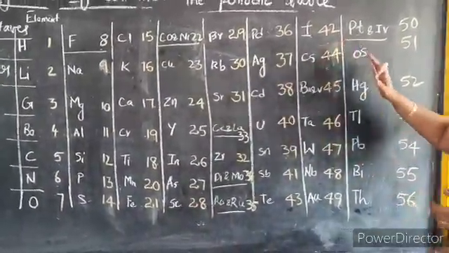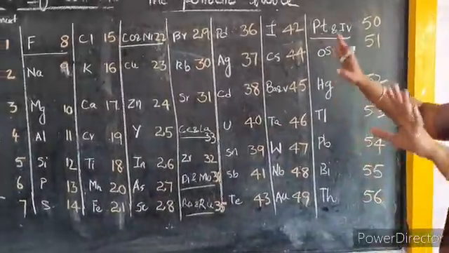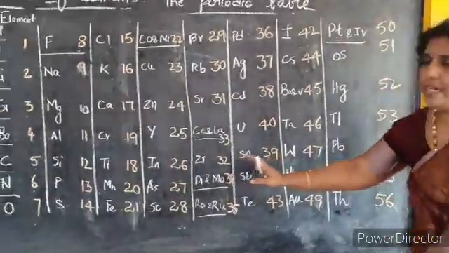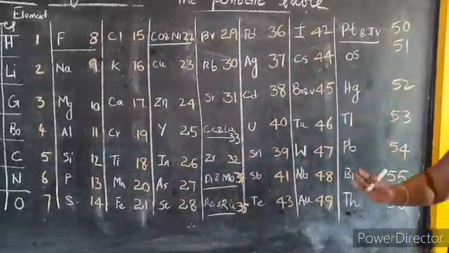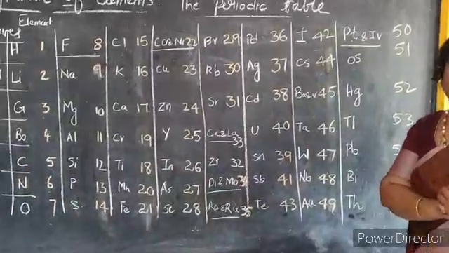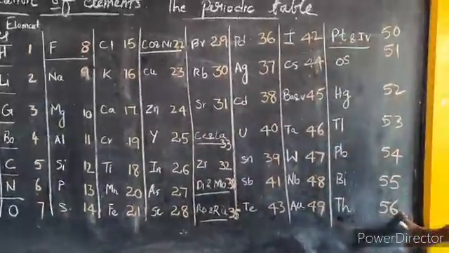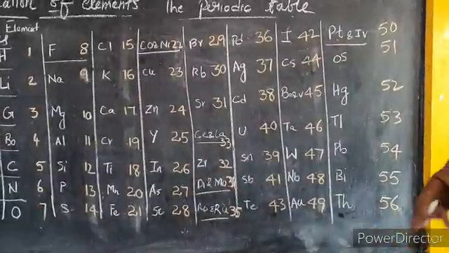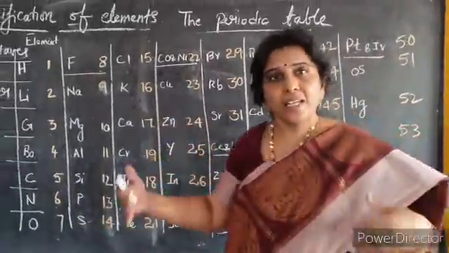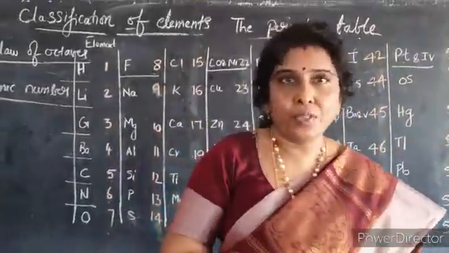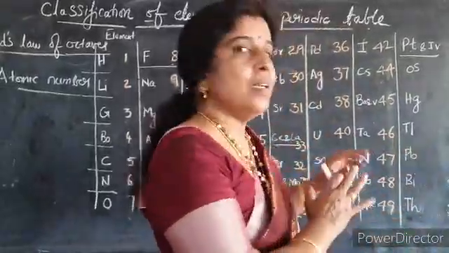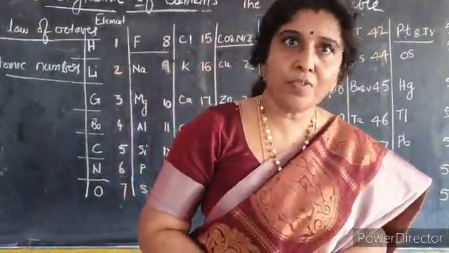And if you look at the table, he has completely filled it without leaving any empty place for elements to be discovered later. There is place for only 56 elements, so there is no scope to add any new element into this table. So these are the limitations of Newlands' Law of Octaves.